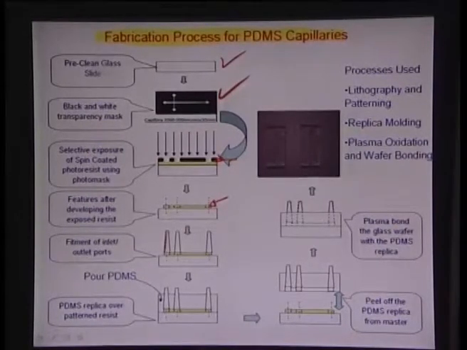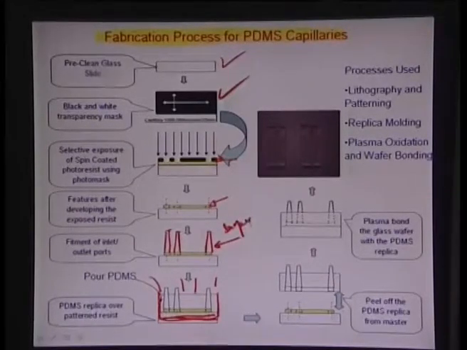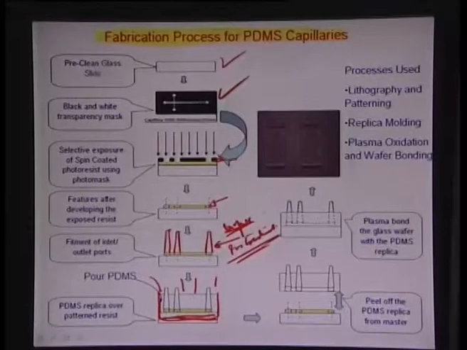You then follow it by pasting these inlet and outlet ports over this particular master which is formulated, and then place this master inside a kind of petri dish and pour PDMS on top of this master. Before doing that, you have to do some surface pre-treatment here, where you make the surface highly hydrophobic so that it does not stick to the PDMS when it hardens from the liquid state.